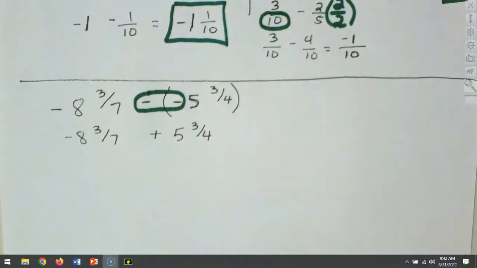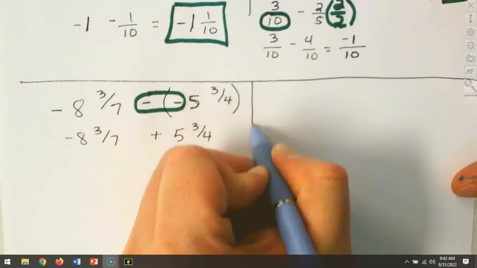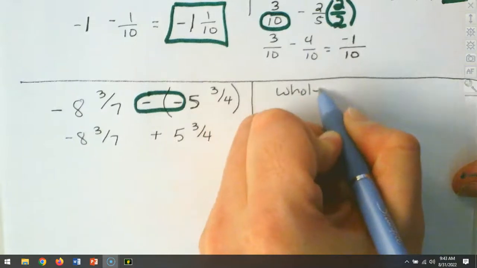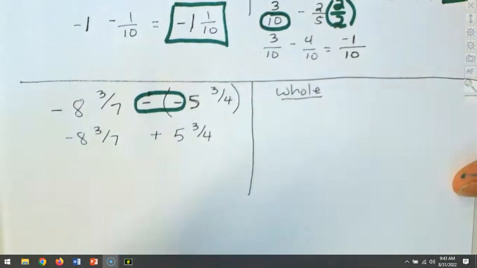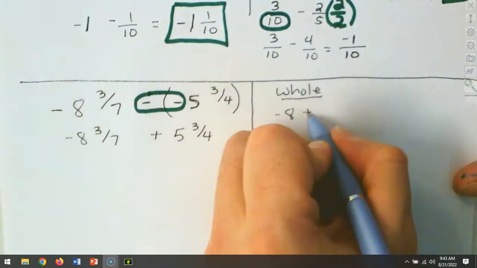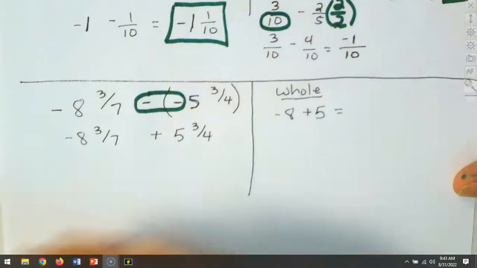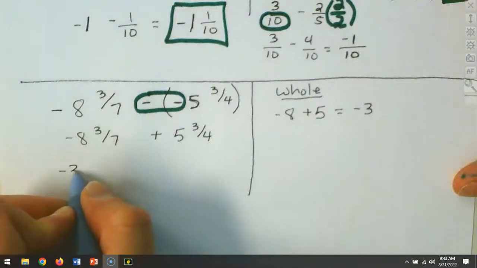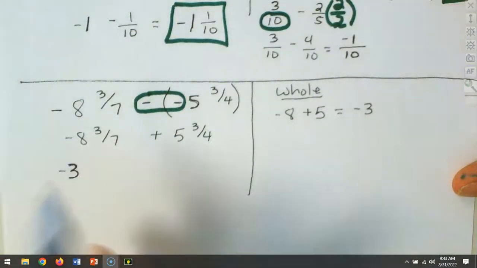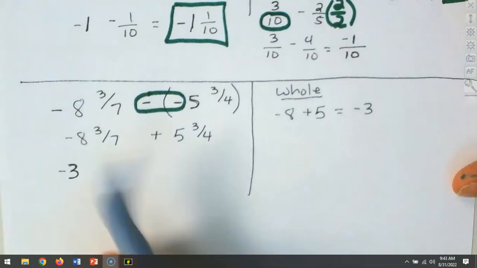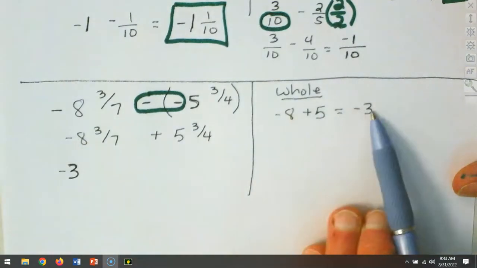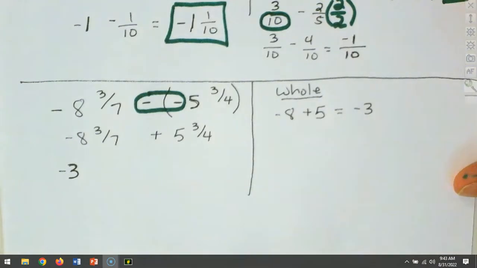Now we're going to go ahead and put these together. So let's watch our signs and be very careful. We're going to now work with the whole numbers. -8 plus 5. Well, -8 plus 5, that leaves you with a what? A -3, isn't it? Why is it going to be negative? Because watch your signs again. The 8's the larger number. Okay? It's negative, so my answer is negative. Now we want to put our fractions together.